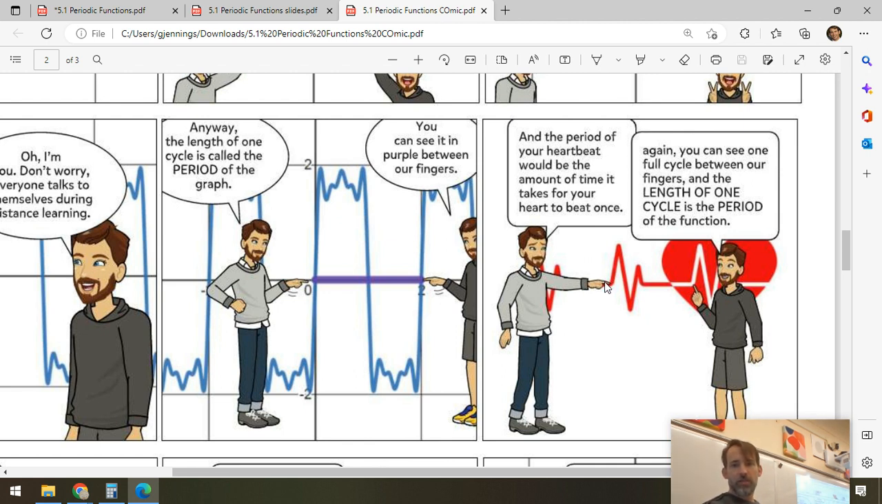Again, you can see 1 full cycle here from up, down, up, and then a little bit of rest until the up, down, up starts again. Between my fingers there, you see 1 cycle. And so the length of that in terms of x values is the period.